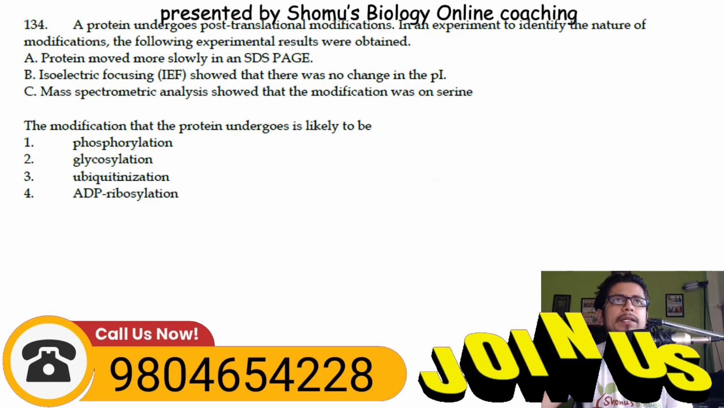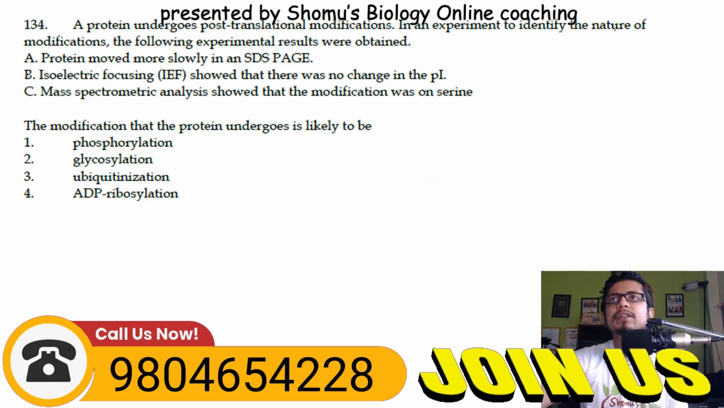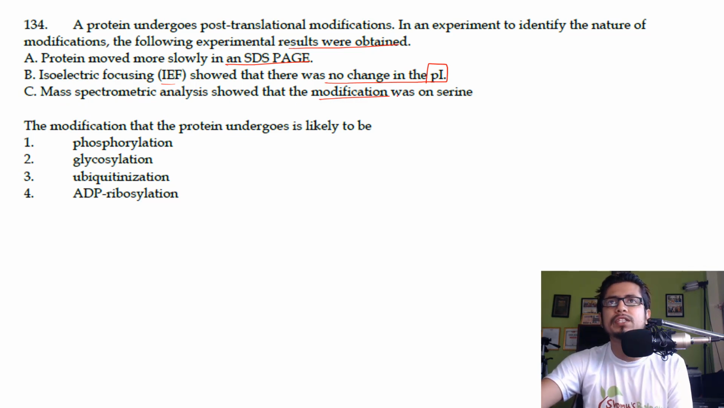Now let's look at this one. A protein undergoes post-translational modifications. In an experiment to identify the nature of modifications, the following experimental results were obtained. A, the protein moved more slowly in an SDS-PAGE. B, isoelectric focusing showed that there is no change in the pI value of the protein. C, mass spectrometric analysis showed that the modification was on a serine residue.